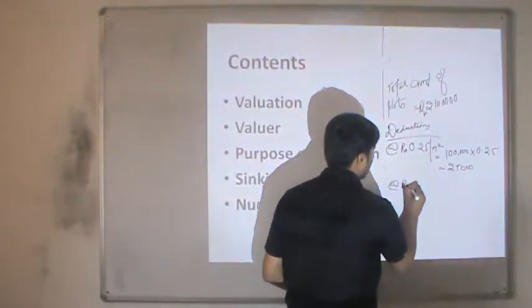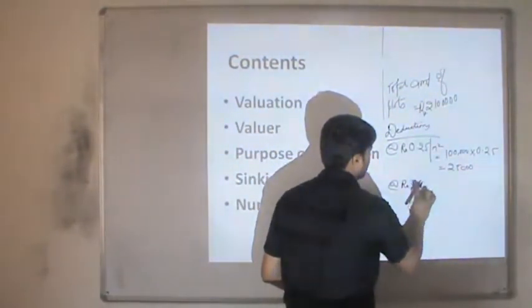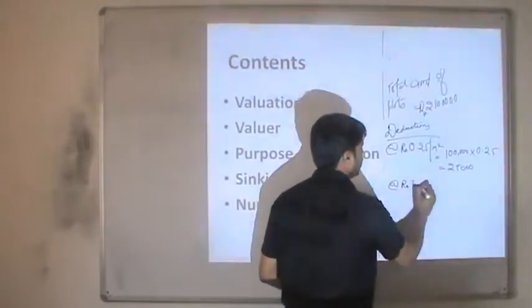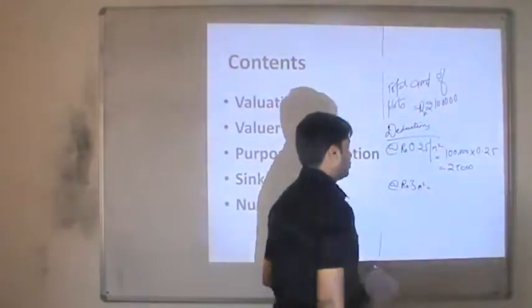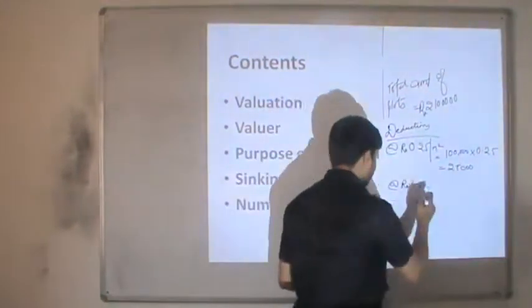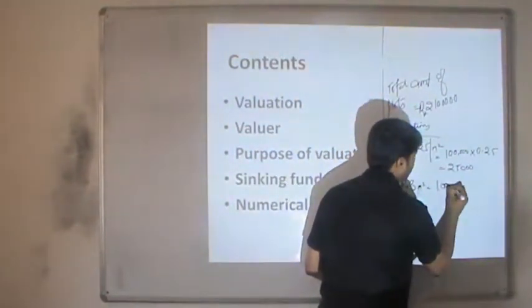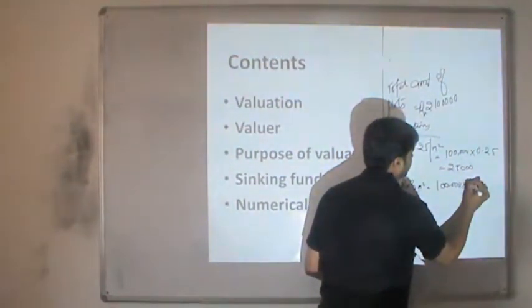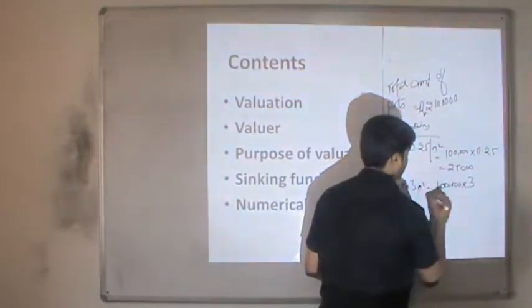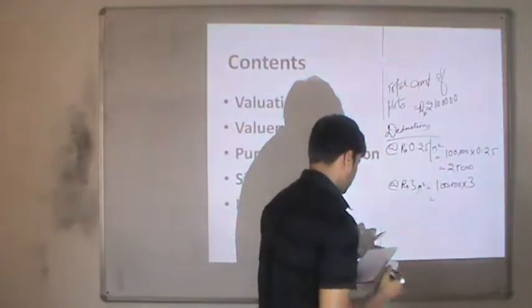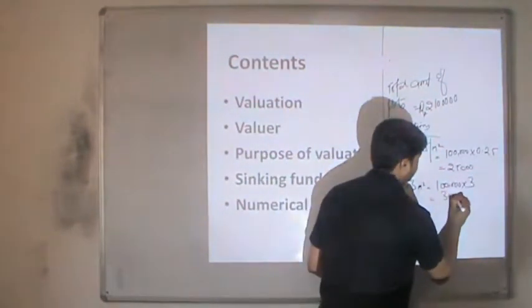So rupees 3 per square meter for providing electricity and the basic infrastructure amenities. So again, if you provide it for the full land, which is 100,000 into 3, it comes out to be 300,000.